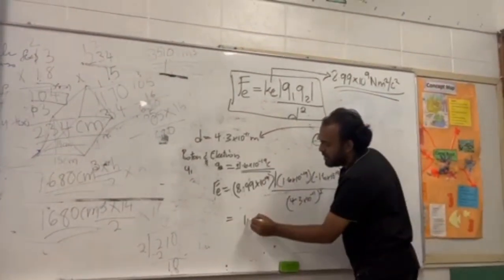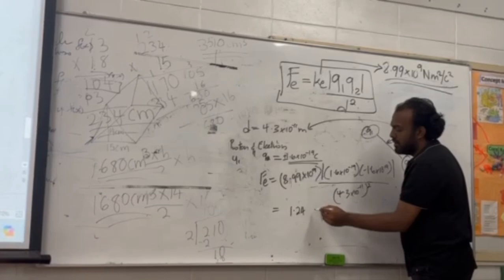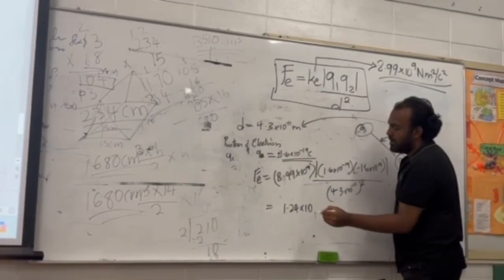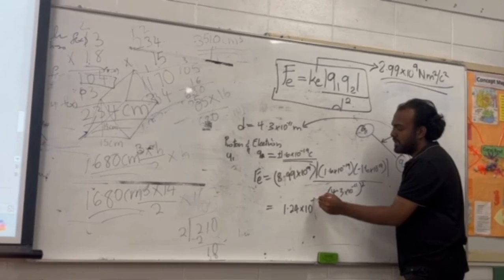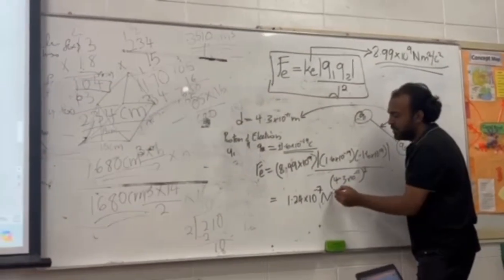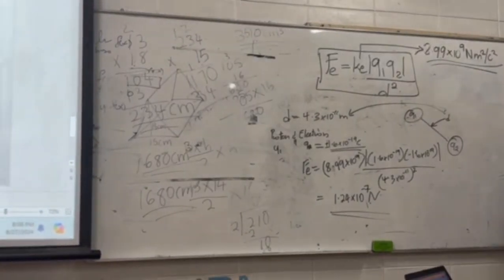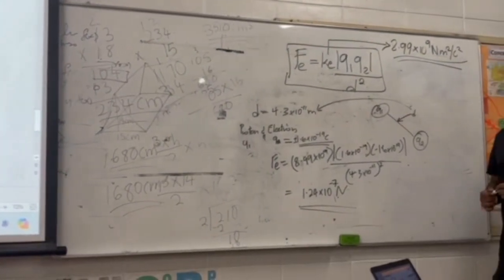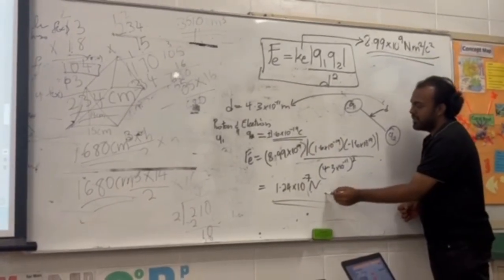Yes. 1.24 times 10 to the power of -7. And what will the unit be? Newton, sir. Okay, Newton. Good. So will this attract or repel? I think attract. That's good.